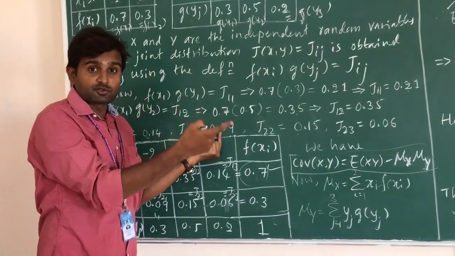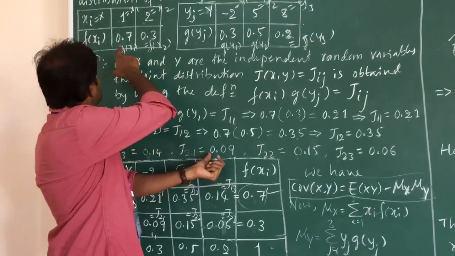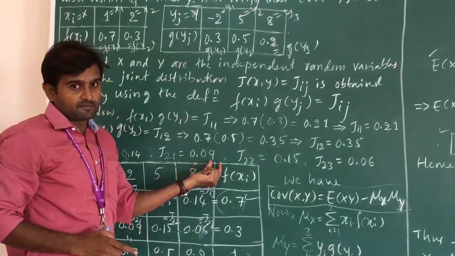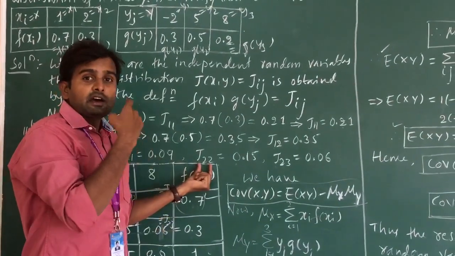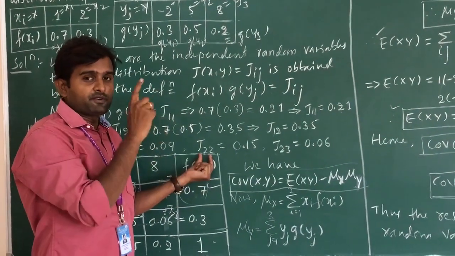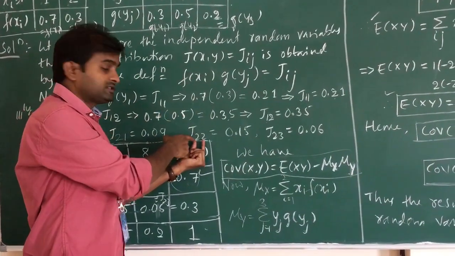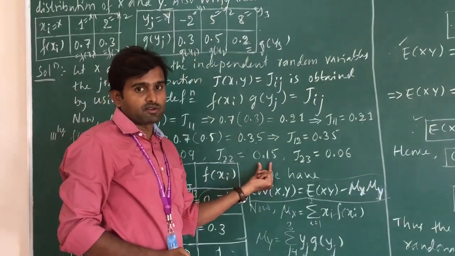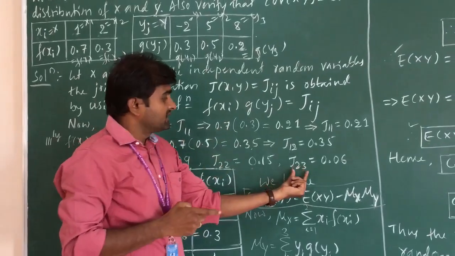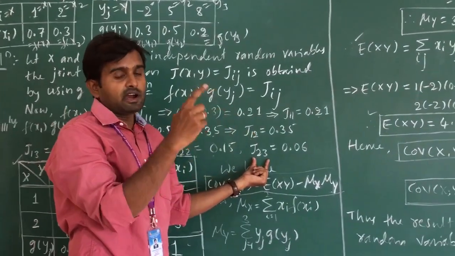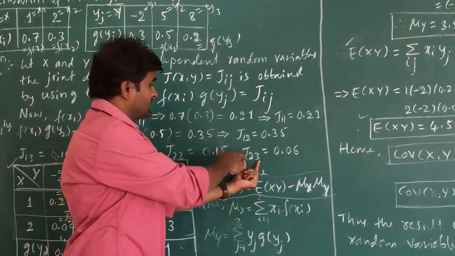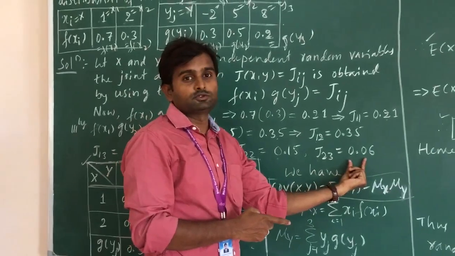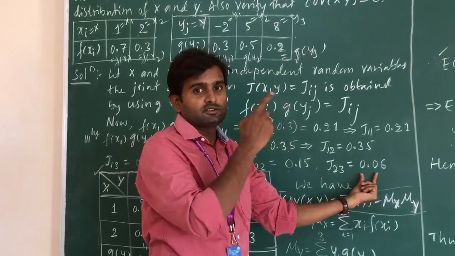Similarly, i is 2, j is 1, so J21. F of x2 into g of y1, 0.3 into 0.3, 3 3 is 9, so 0.09. Similarly, i is 2, j is 2, f of x2, g of y2, so J22. 0.3 into 0.5, 3 5 is 15, so 0.15. Next is J23, i is 2 and j is 3. 0.3 into 0.2, 3 2 is 6, so 0.06.